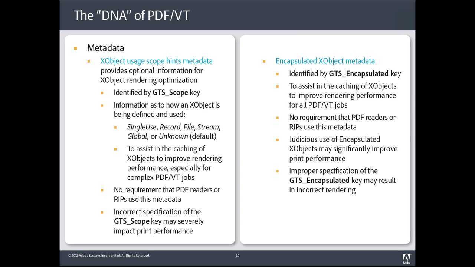Metadata: we have capabilities of the scopes of a particular X object, and this is rather important. There are values for this GTS scope key. You can say that a X object is used only once. The use for that is simple. A RIP sees that, it's not going to even try to cache the thing.